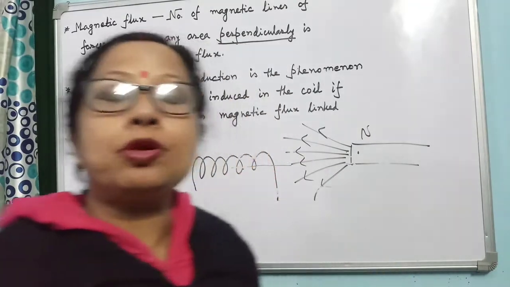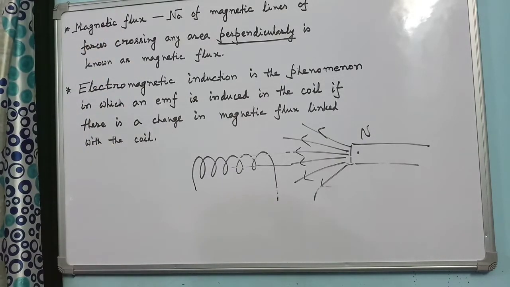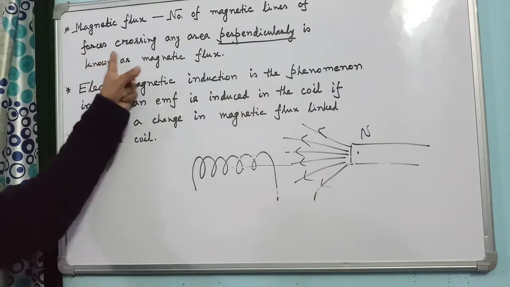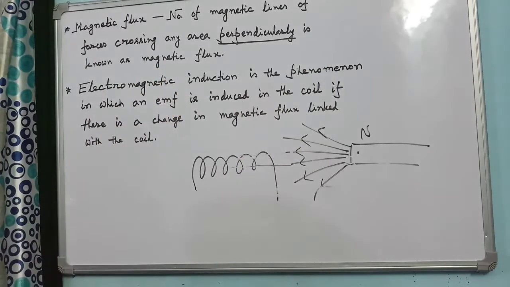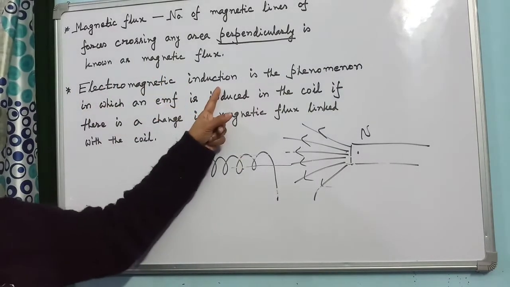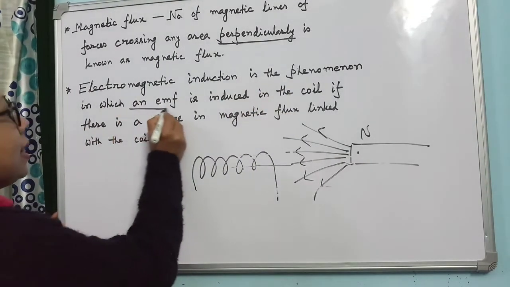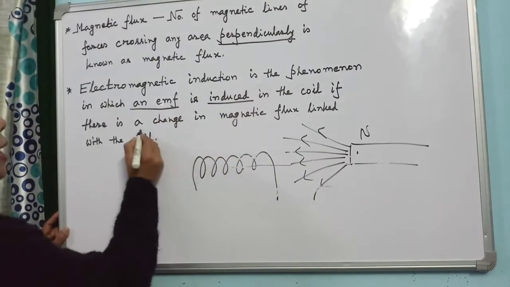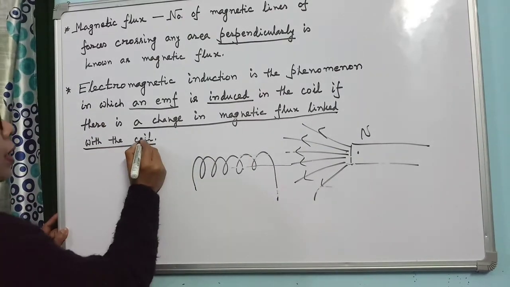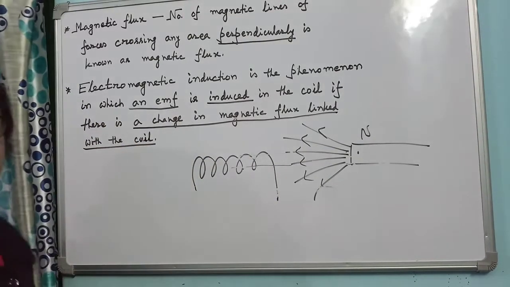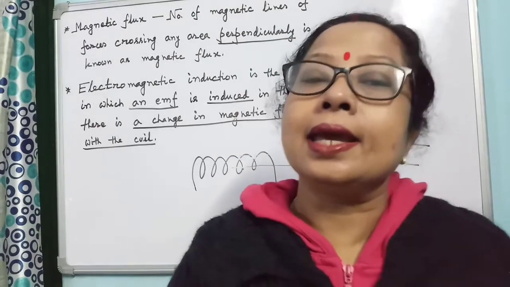Alright. So, what you have to learn? You have to learn first the definition of magnetic flux. What is magnetic flux? I already mentioned. The number of magnetic lines of force crossing any area perpendicularly is known as magnetic flux. And what is electromagnetic induction? It is the phenomenon in which an EMF is induced when there is a change in magnetic flux linked with the coil.